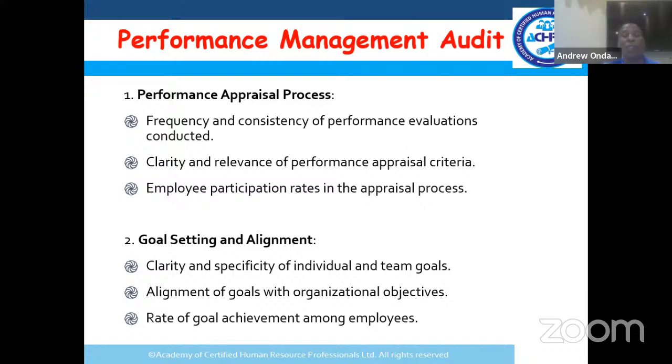Then secondly, we look at goal setting and alignment, where goal setting can either be consultative using an MBO process. MBO is management by objectives, where you set objectives in a consultative manner, and then they are implemented with the support of the supervisors. So if we have objectives to achieve, they should be aligned with the total or overall organizational objective. And again, what we measure in this area is the clarity of the individual and the team objectives.